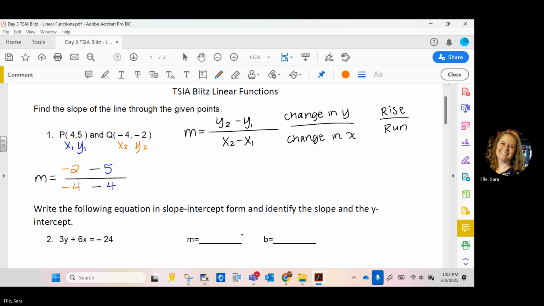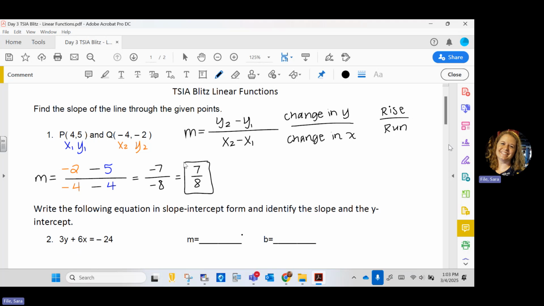Okay. All right, so then we calculate in the numerator and denominator. So -2 minus 5 is -7. And in the denominator, -4 minus 4 is -8. A negative divided by a negative is a positive, and 7/8 doesn't reduce, so we just leave it as positive 7/8.